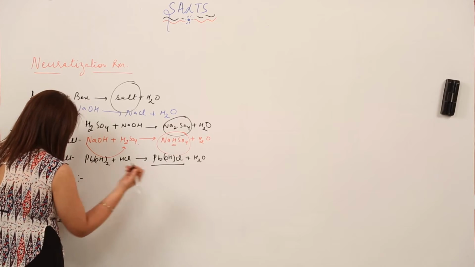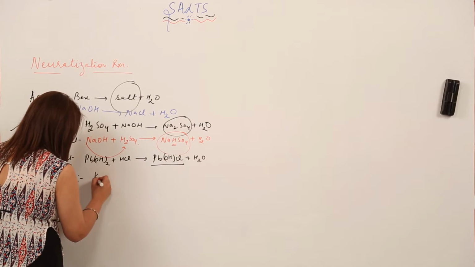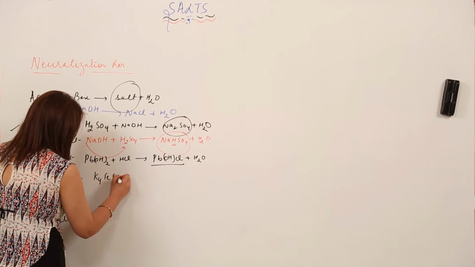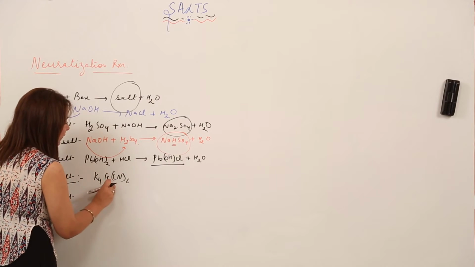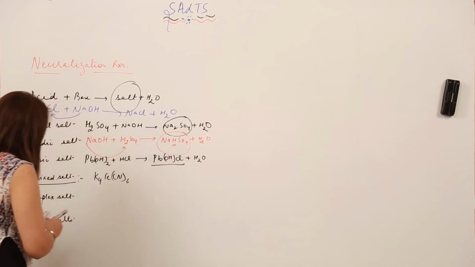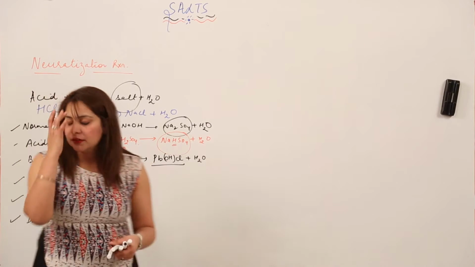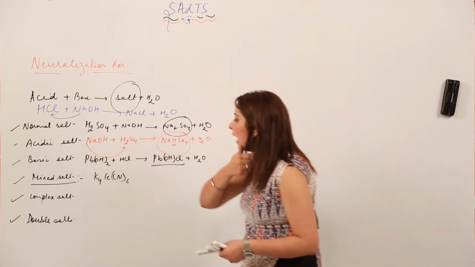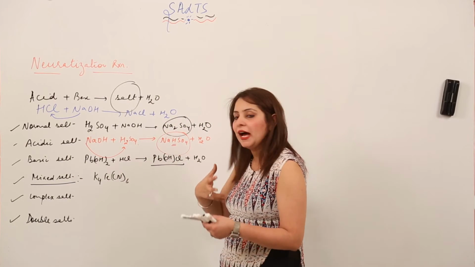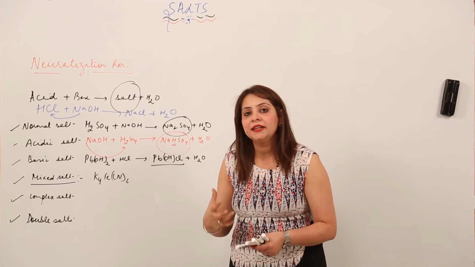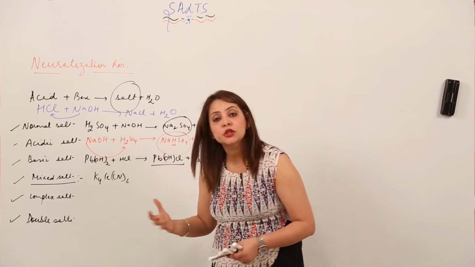Now the mixed salt is, for example, K4Fe(CN)6, that is potassium ferrocyanide. What do you get to see in the salt? It has more than one kind of anion and a cation in it, which means it is a mixed salt.